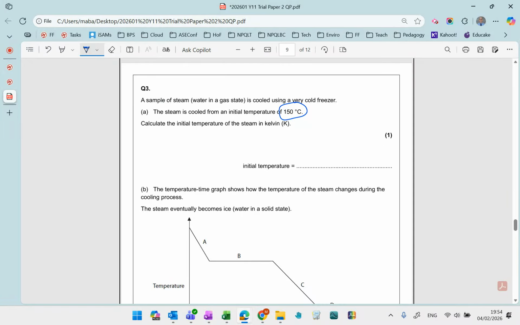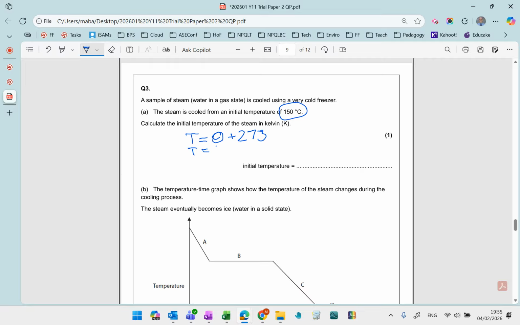Alright, now this formula is not in the data booklet. You are going to have to learn this formula. Okay, and it is T, which is the temperature in Kelvin, equals theta, which is the temperature in degrees C, plus 273, which is the conversion factor between the two scales. Okay, so there's no shortcuts here. You are going to have to learn that formula, and then it's very straightforward.